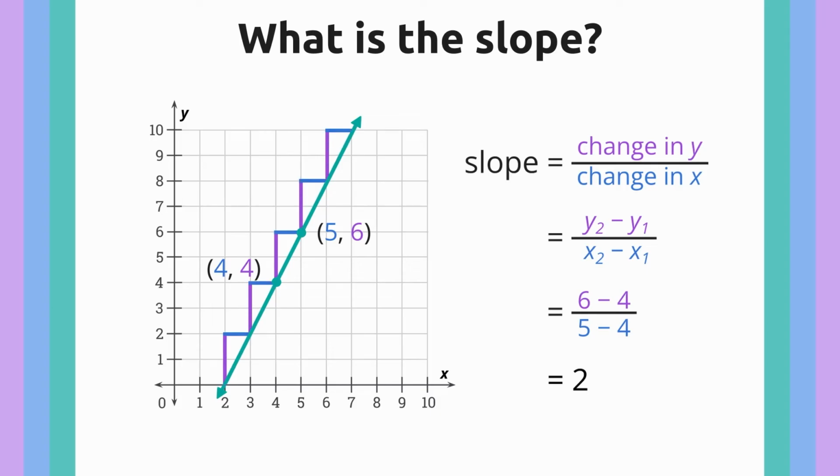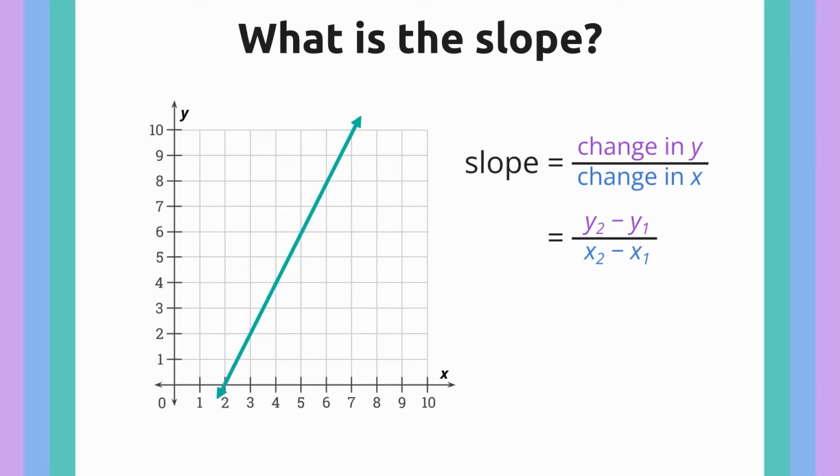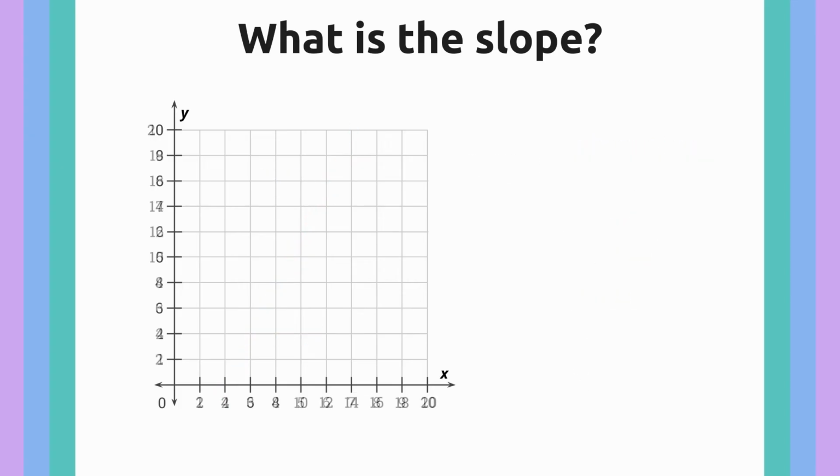Now, you might be wondering what would have happened if we chose 2 points that are farther away from each other. For example, the points 3, 2, and 6, 8. The slope is still going to be 2, but let's prove it. 8 minus 2 over 6 minus 3 equals 6 over 3, or 2. See? It's the same value. Pretty cool, huh? Let's try another example.